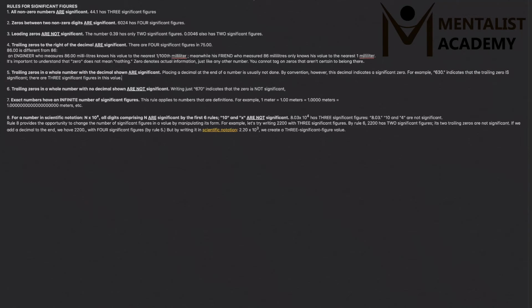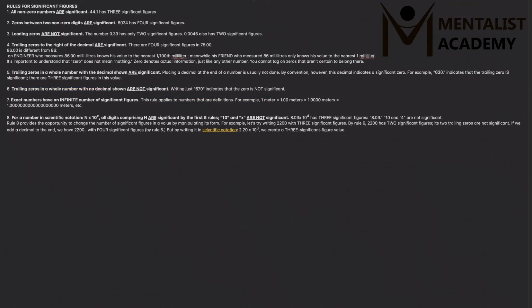So if the decimal is shown in this, then this zero in the whole number will also be counted as a significant figure. So this number 630. has 3 significant figures. Next point, trailing zeros in a whole number with no decimal are not significant.